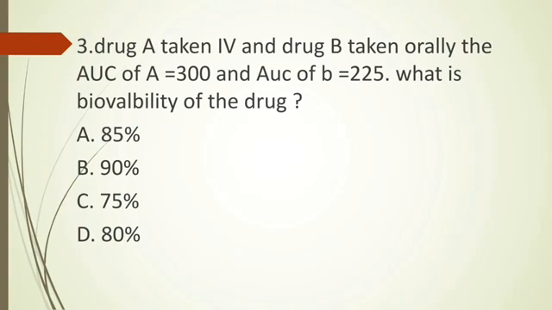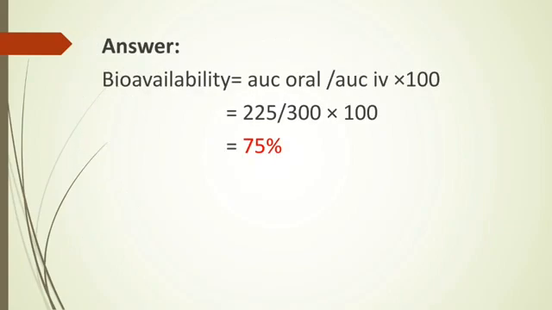So from the question it's clear that drug A is taken IV and its area under the curve, or AUC, is 300, and drug B is taken orally and its AUC is 225. So we have to find out the bioavailability. There is an equation to find out the bioavailability. Bioavailability is equal to AUC oral divided by AUC IV into 100.